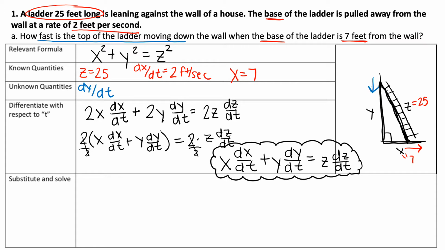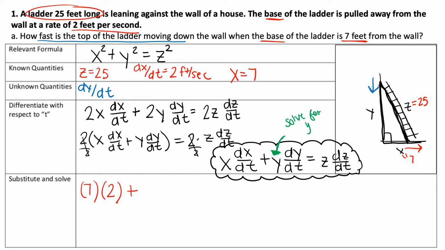Okay, now that we've differentiated, it's time to substitute in everything that we know and then go ahead and solve. So plugging in, I know that x is 7, so I have 7 times dx/dt, which they identified as 2, plus, now we have to plug in for y, but unfortunately, we didn't fill in a y in our known quantities. So in order to solve for y, we need to go ahead and use our original equation and the x and the z that we were given. This is like a bonus math problem hidden inside this problem.